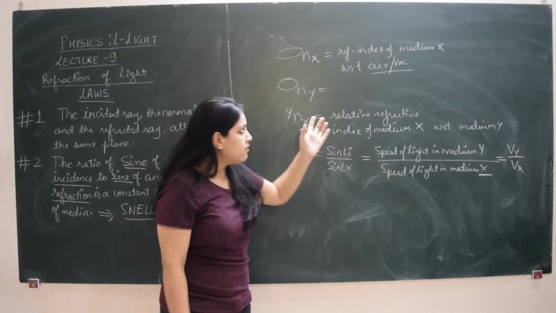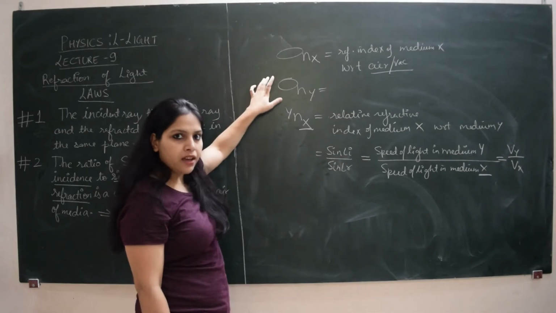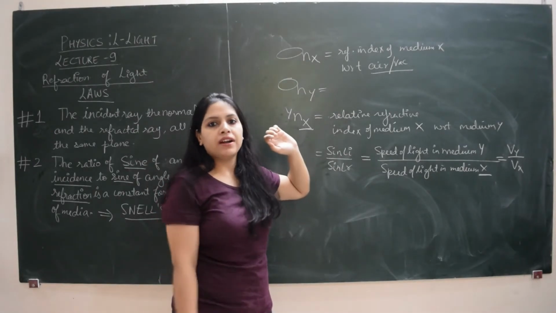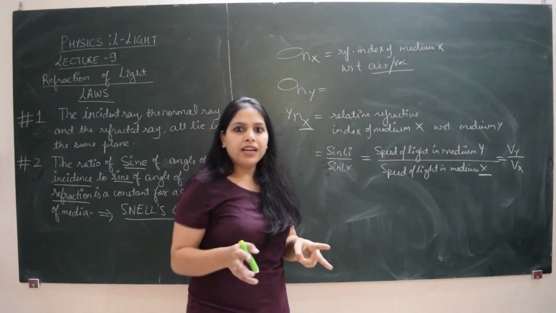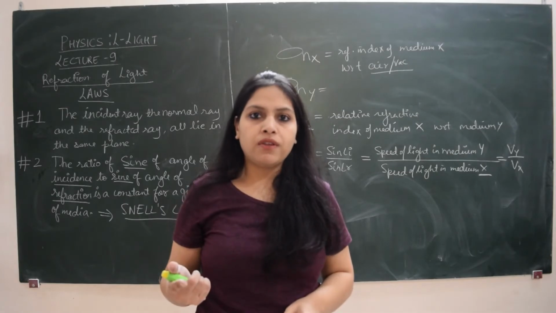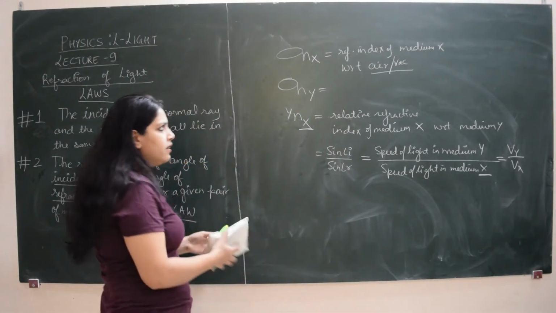Okay, so when we compare the refractive index of a given medium with respect to air, then that quantity is known as the absolute refractive index. When we compare two media, it is relative refractive index. When we compare one media with air or vacuum, then it is known as absolute refractive index. So that is the only difference.